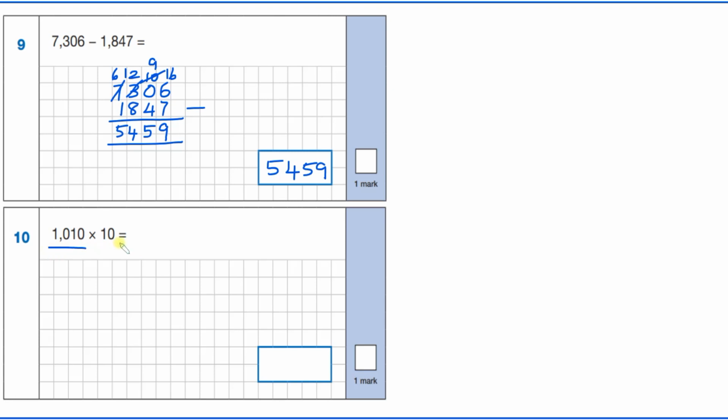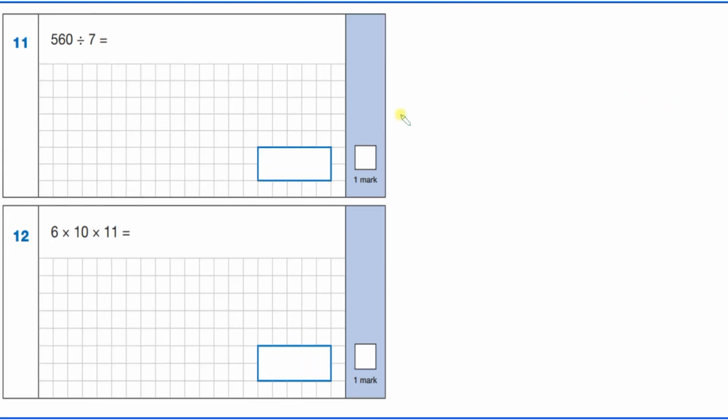Question 10: any number times 10. 10 has one 0, so you need to write the number and add one more 0. 10,100 is the correct answer. We have completed 10 questions now. Question number 11, 560 divide by 7. 5 is a small number, so you can take 56. 7 goes into 56 eight times, no remainder. Then put 0, 7 zeros are 0, so the answer is 80.